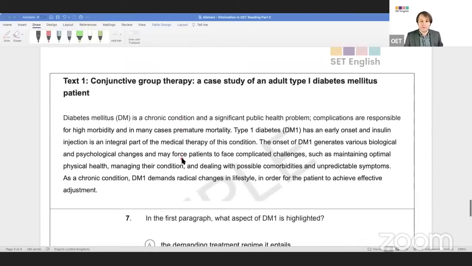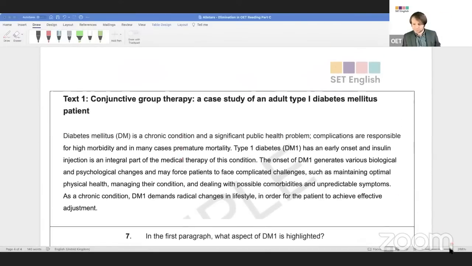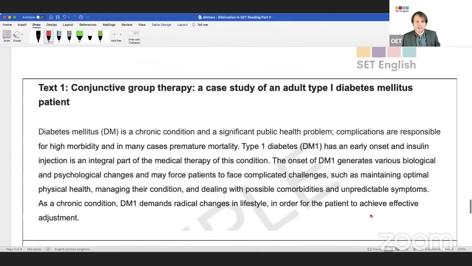Now, okay. So here is the text. Can everyone see this here? I'll zoom in, and I'll just give you a second to think about this. So this is the text we're going to look at today. Conjunctive group therapy, a case study of an adult type 1 diabetes mellitus patient. So at the start of reading part C, you need to think about the question, of course, guys. This is a question all about a case study. So it's research, remember we said, and it's about diabetes.